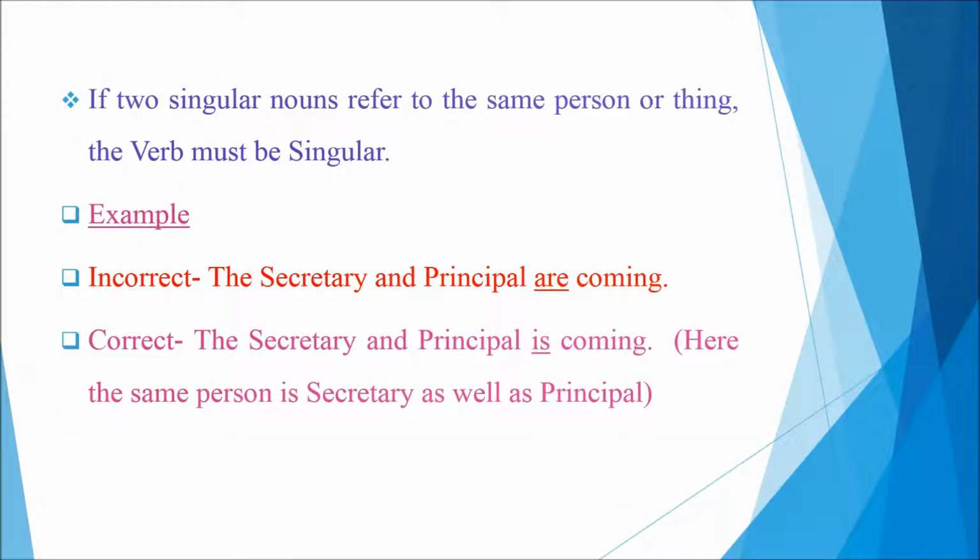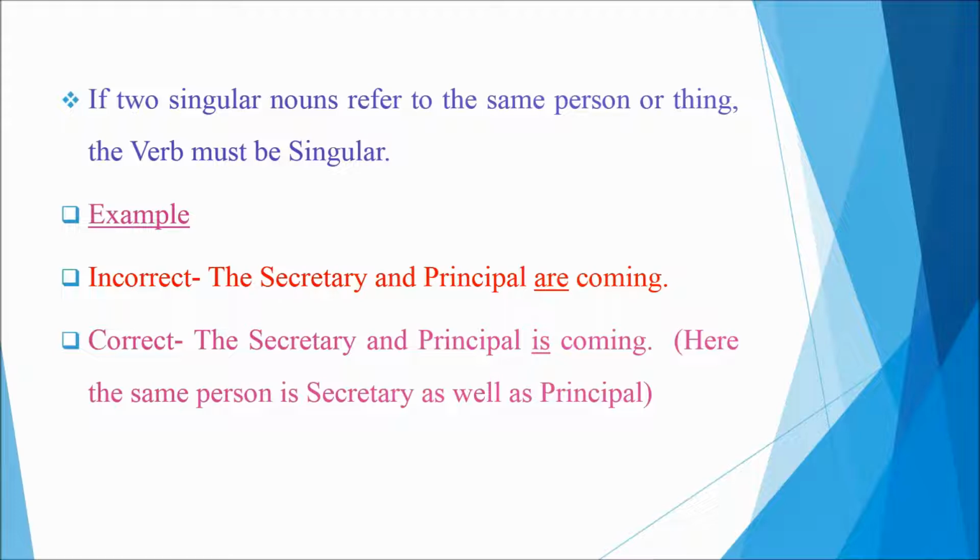Let's see next rule. If two singular nouns refer to the same person or thing, the verb must be singular. Let me read it again. If two singular nouns refer to the same person or thing, the verb must be singular.